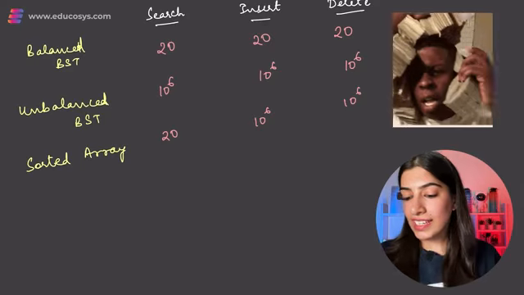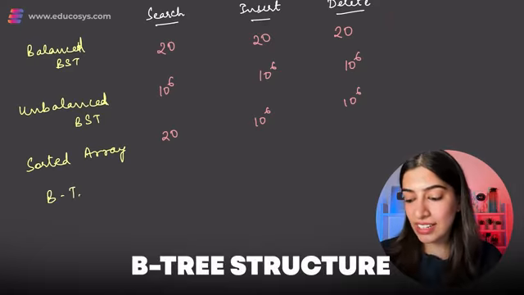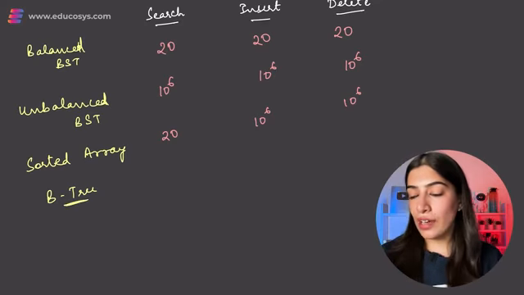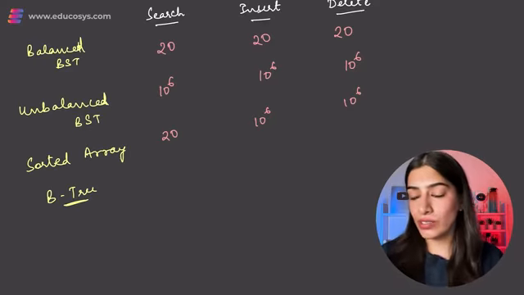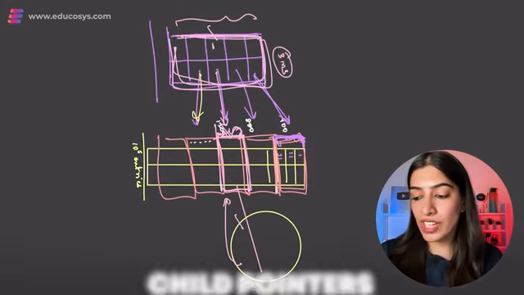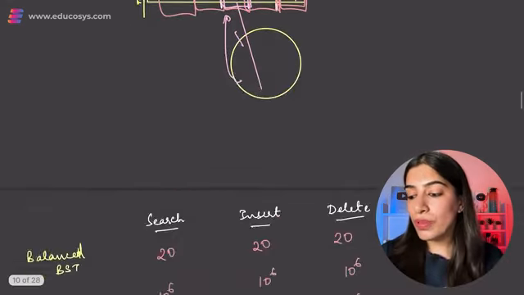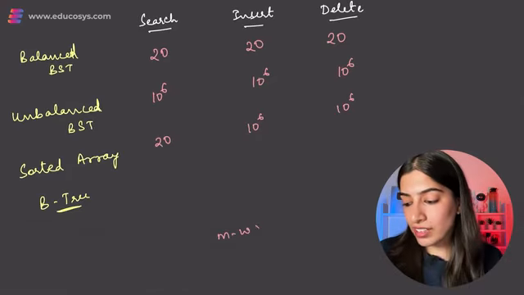And finally, it's time that we talk about our star, which is the BTree structure. Now, in BTree, what happens is that we have a minimum and maximum number of keys that every node can have. Like over here, we saw that there are multiple keys and then there are child pointers, right? So BTree is nothing but a special type of M-way tree. So we will understand it in more detail.